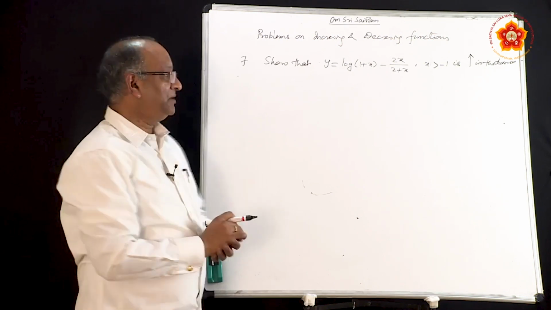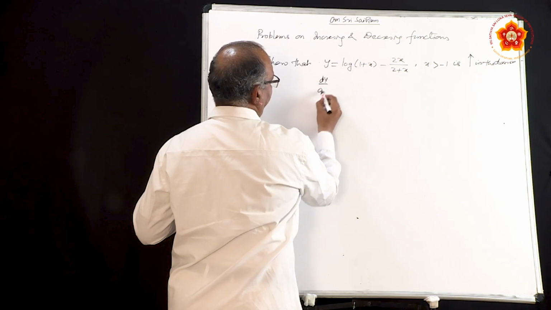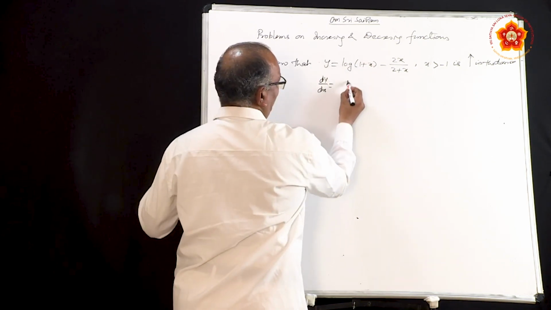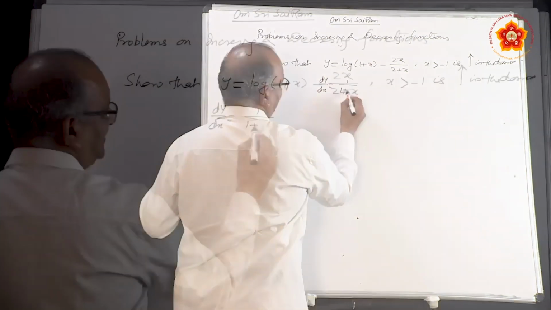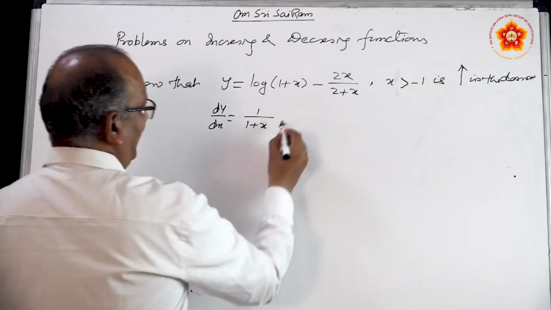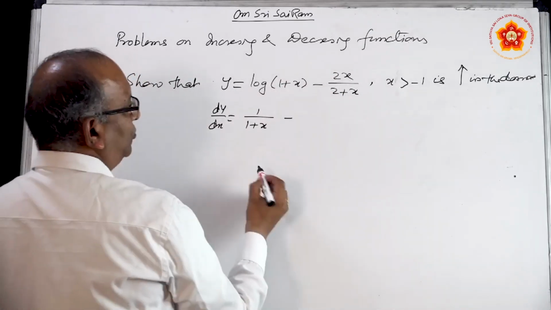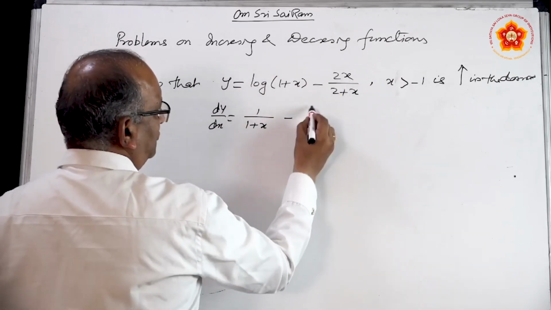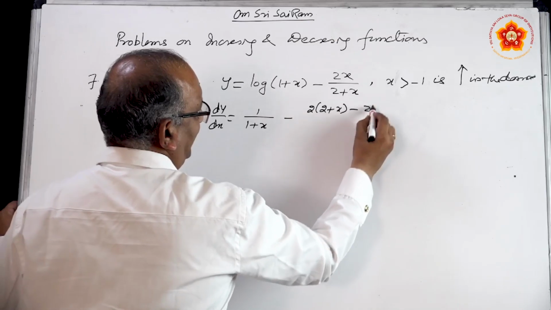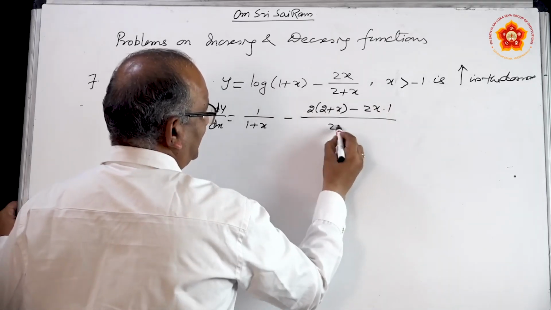Let us solve this problem. First thing you do is find out dy by dx. What is derivative of log x? Log x derivative is 1 by x. So, it is 1 upon 1 plus x. Derivative of 1 plus x happens to be 1, minus. When you want to find out derivative of this, you have to use the u by v method. Derivative of 2x is 2, so 2 into 2 plus x minus 2x into derivative of 2 plus x, which is 1, by 2 plus x whole square.